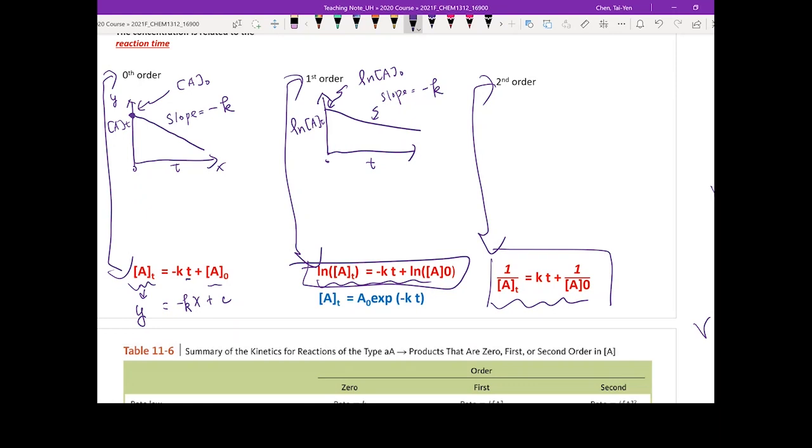Okay, in the third case, for your second order, my x-axis is t again. My y-axis is actually 1 over At. So this will be your y, right? Equals k times your x plus a constant C. It's again a linear relationship. So what you're going to expect is something that's increasing. The reason is because it's positive kt, right? So you know the slope is going to give you k.